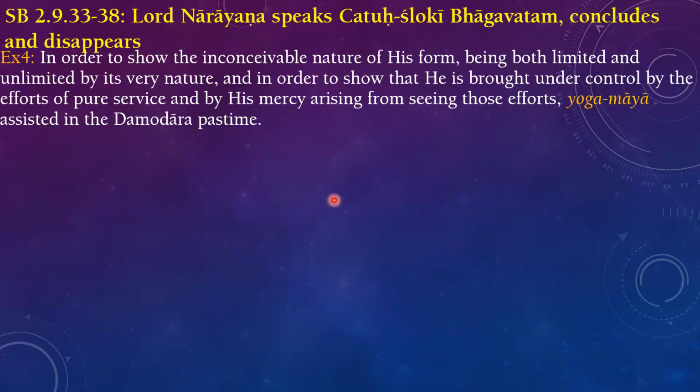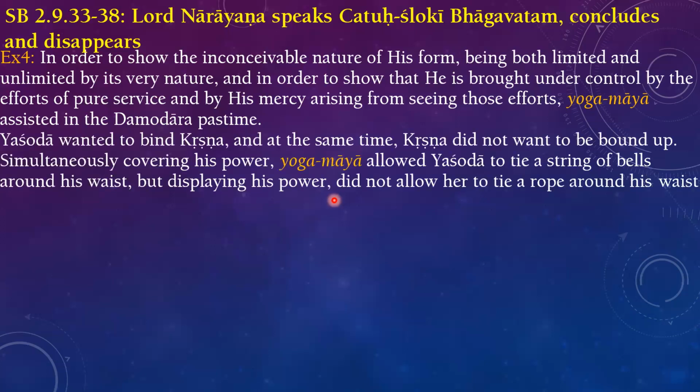What did Yogamaya do in the Damodar pastime? He did not allow. And then, seeing Mother Yashoda's efforts, allowed. That's how Yogamaya functions. Yashoda wanted to bind Krishna. At the same time, Krishna did not want to be bound, simultaneously covering his power. Yogamaya allowed Yashoda to tie a string of bells around his waist, but displaying his power, did not allow her to tie a rope around his waist.